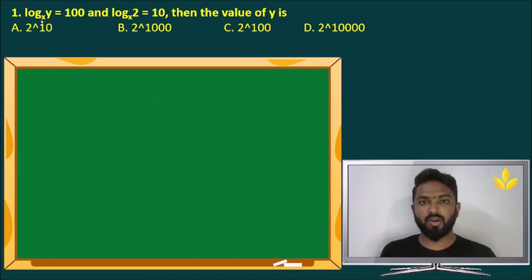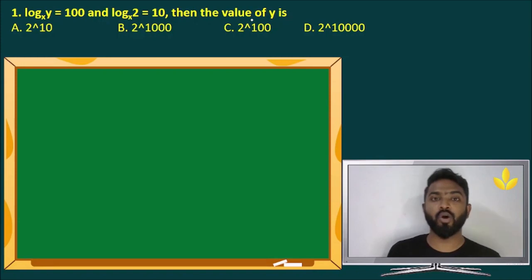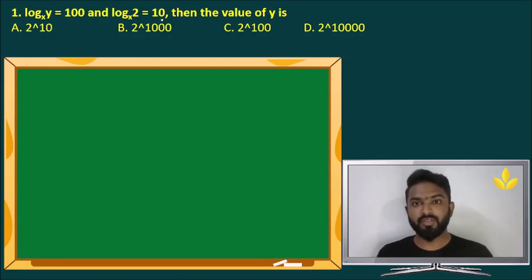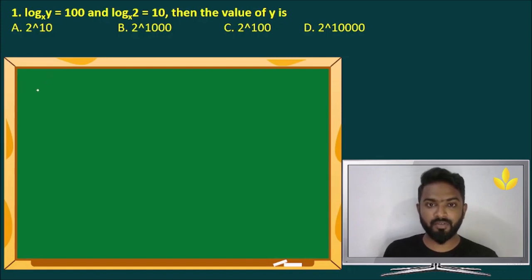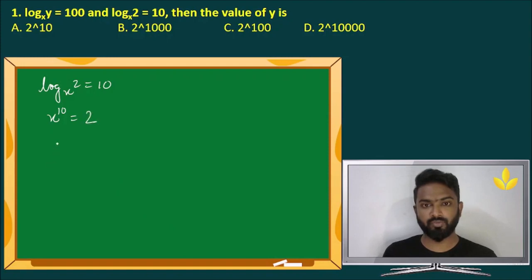If log base x of y equals 100 and log base x of 2 equals 10, then the value of y is what? Okay, so we have this, we have this. Let's find the value of x first. We have log base x of 2 equals 10. That means x power 10 equals 2. Now after that we have log base x of y equals 100. So this means x power 100 equals y.